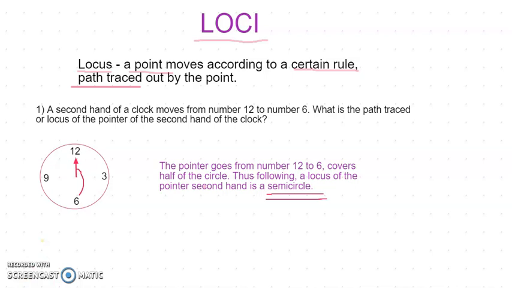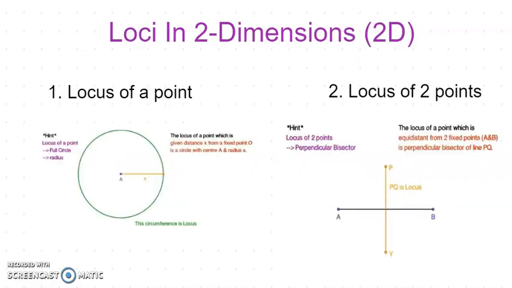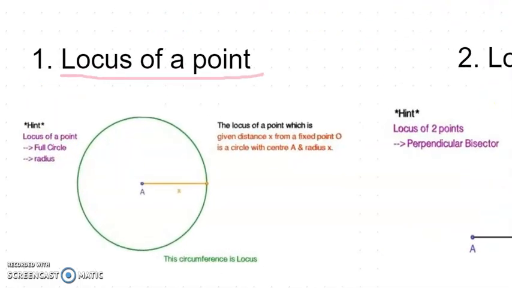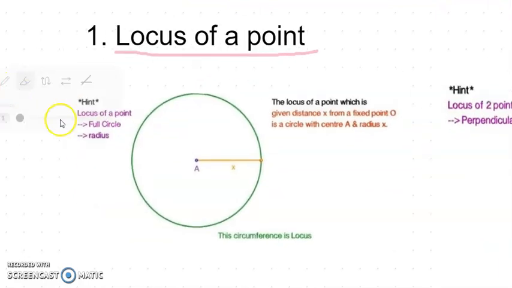Okay, so let's move on to the next one. We're going to learn about loci in 2 dimensions, or 2D. There are actually 4 types of this, but first we're going to learn only the first and the second type. So the first type is the locus of a point. Whenever the question asks you to draw the locus of a point, and a radius is given, it means that you need to draw a full circle here.